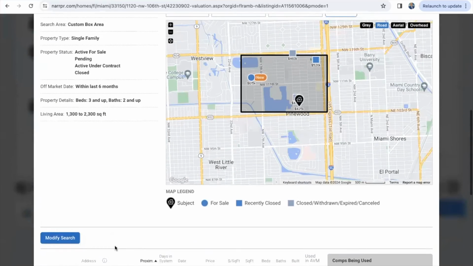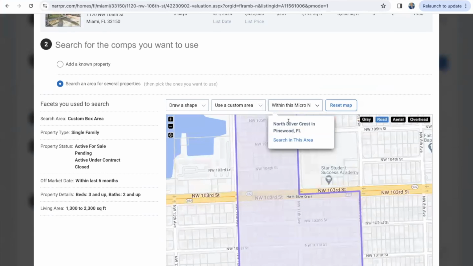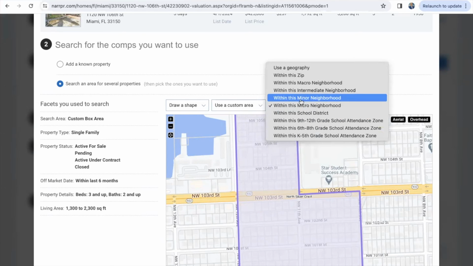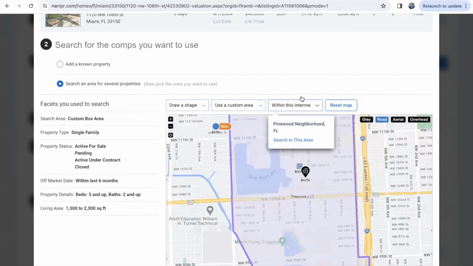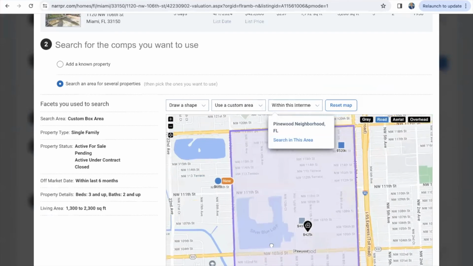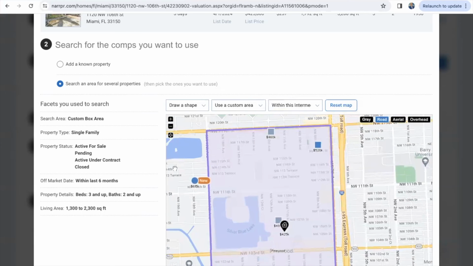Also, guys, you see up here, RPR allows you to use geography. We can go with micro neighborhood. That would be this neighborhood known as North Silvercrest in Pinewood. We can also go with minor neighborhood or intermediate neighborhood. This would be the entire neighborhood known as Pinewood. So there are many ways for us to do this. I'm just going to go ahead and draw that rectangular shape that I had drawn.